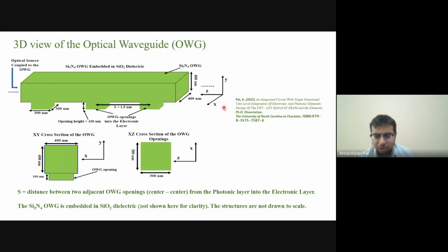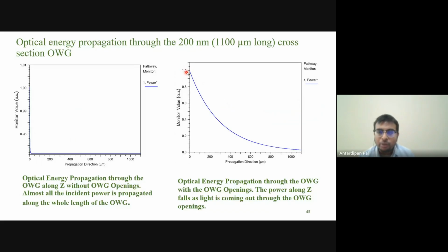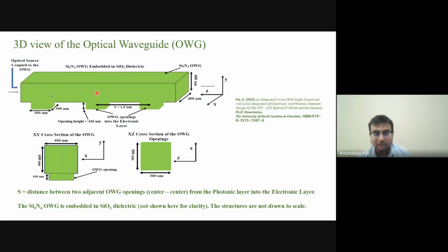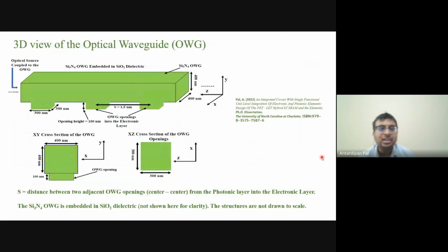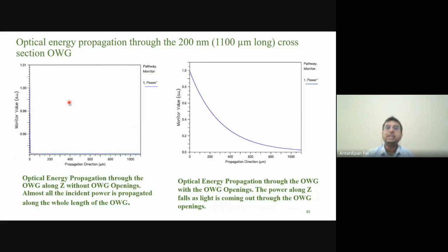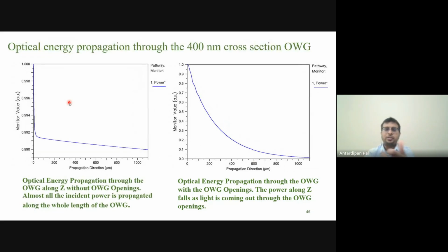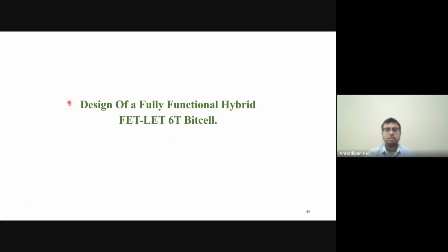Now we added these openings and we found that as we have the openings, the power is decreasing as it propagates. Because the tool only allows power to be measured in the horizontal direction, not this. But we found a steady exponential decrease of the power as it propagates horizontally, which means, where is the power going? It's coming out through these guys, right? It's coming out from here. That means, yes, we can say the power is actually coming out in the vertical direction. Same, these are for different cross sections, 400 nanometer, 800 nanometer, 100 nanometer.